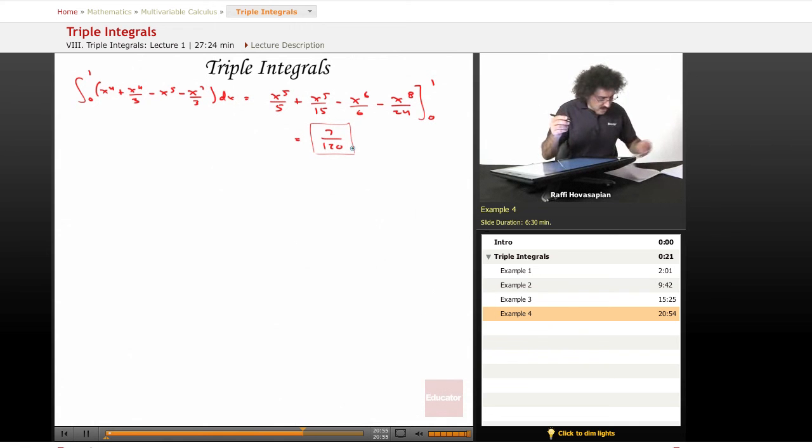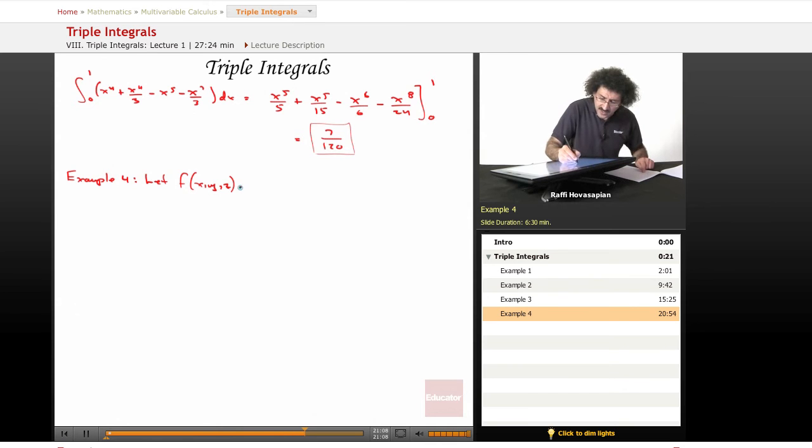So let's do a final example here. This is going to be example number 4. We will let our function f of x, y, z equal some trigonometric function this time, xz times the cosine of xy. So that's going to be the function that we want to integrate.